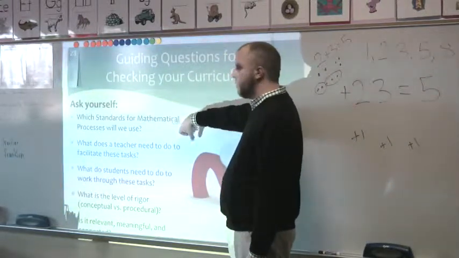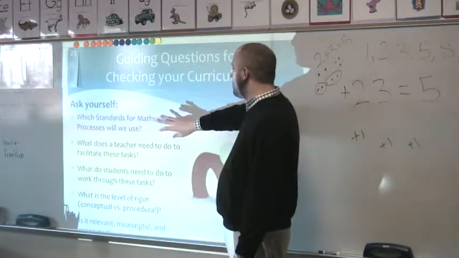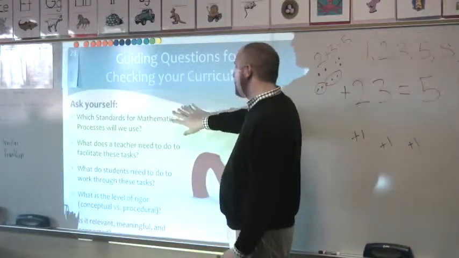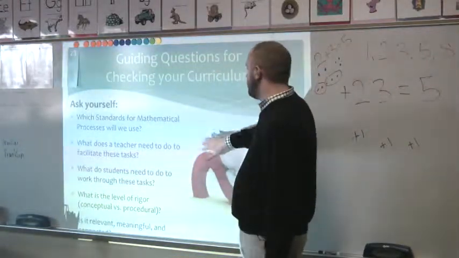Again, not all eight will show up in every lesson. It may be just the two. But we are having that thought of, oh, the process standards are there. And I'm saying that is the foundation of the process standards.